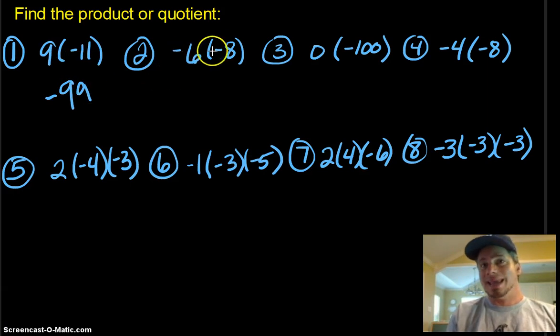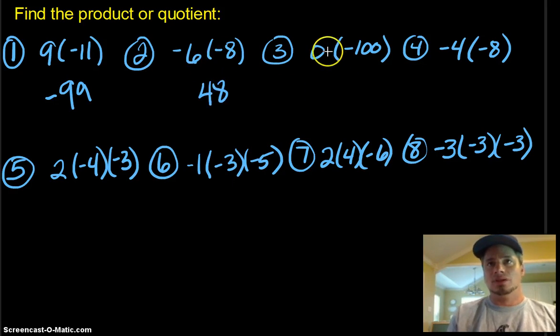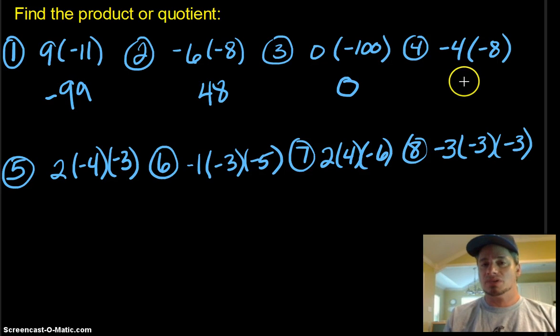Number two, well, they both have the same sign. So whether positive or negative, I'm going to get a positive answer. 6 times 8 is 48. Here, 0 times anything, doesn't matter if it's negative or positive, is definitely 0. Here, negative 4 times negative 8 both have the same sign. My answer will be positive. 4 times 8 is 32.